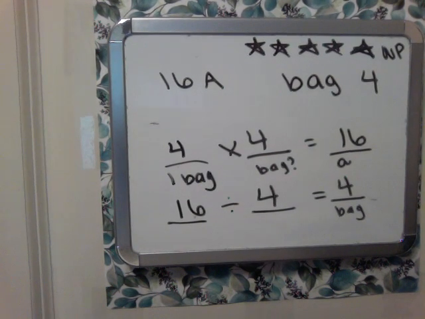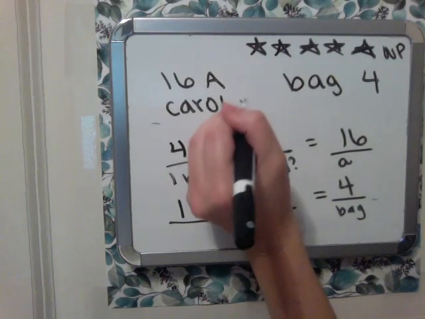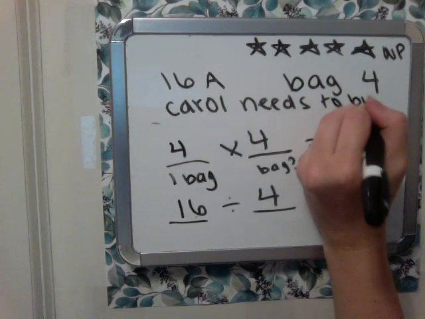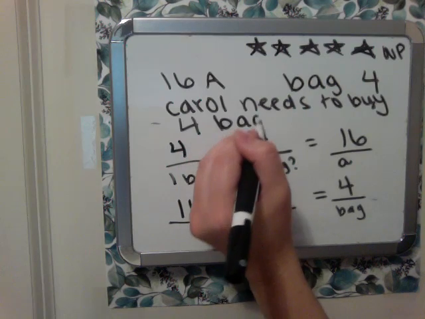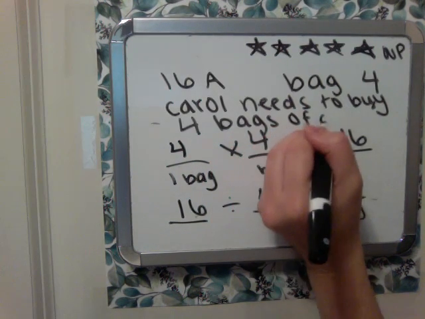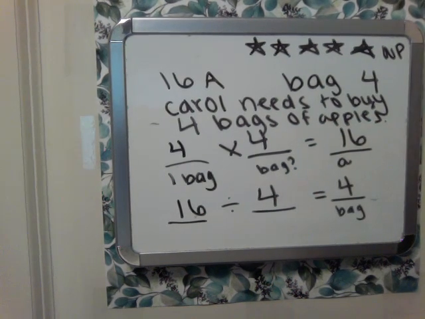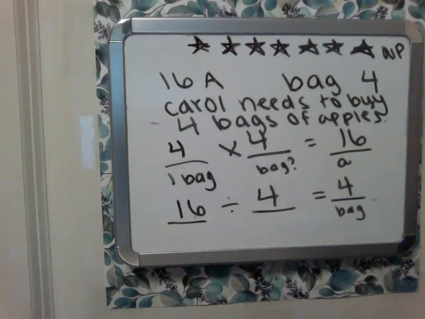So go ahead and put that in a complete sentence. Carol needs to buy 4 bags of apples. Check your sentence, make sure it makes sense. Make sure you have a capital and period and the answer in the sentence. You can earn a star for the answer of 4, and you can earn a star for a sentence.